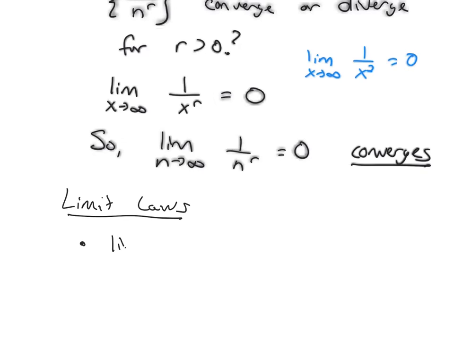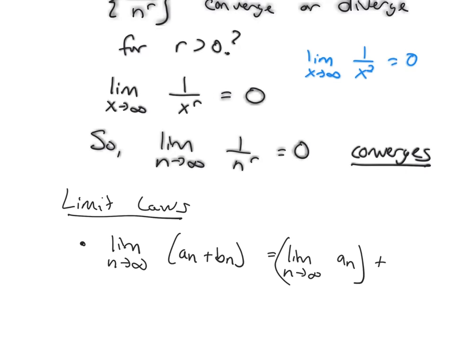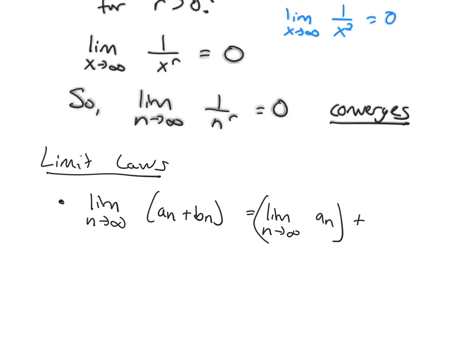So the first one says if you take the limit of a sum, I can break it up as the limit of each piece, plus the limit of b sub n. You would have the same formula for subtraction. I'm not going to write it, but you would also have the same formula. So maybe I'll write plus or minus here.